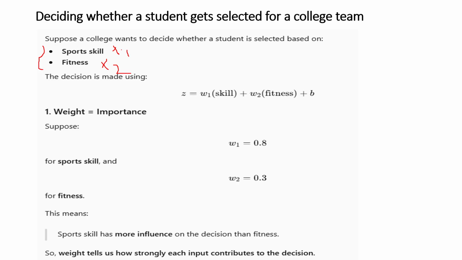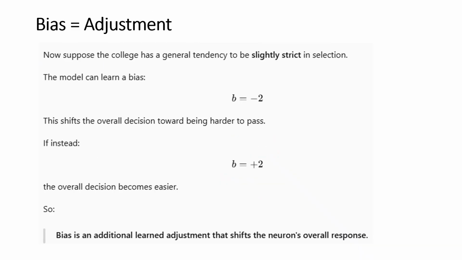What does this mean? The sports skill feature is assigned a higher weight, that is 0.8, and the fitness is assigned 0.3. That means that in the decision making process, your first feature, that is skill, the sports skill, will contribute more than the fitness in selecting a student for a college team. So weight tells us how strongly each input contributes to the decision, whereas bias supports you so that even if your input values are 0, you can still have an output predicted, or if you want to make some adjustments in your output.